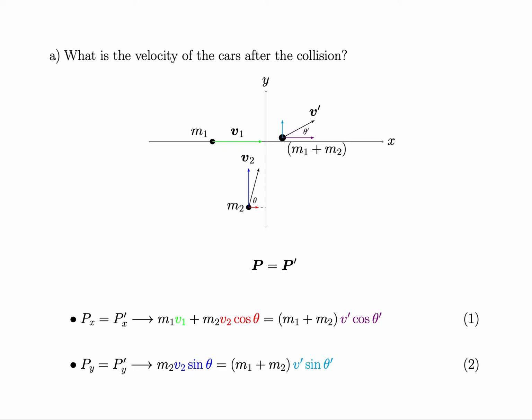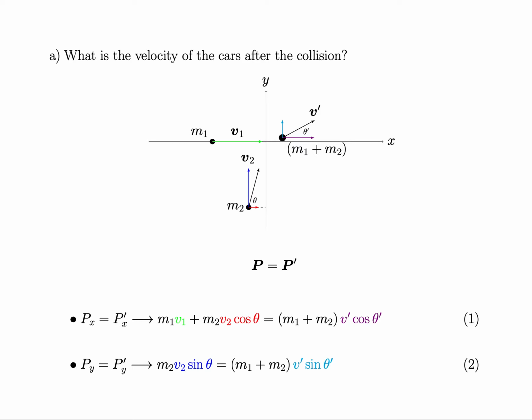M1, in fact, doesn't have a component of the momentum directed in the y direction. It's all x. So the only momentum present initially is the momentum carried by car 2, and you need to hit that with the sine of the angle in order to get the y component of that momentum. That's shown in blue. And then after the collision, the same thing is true.